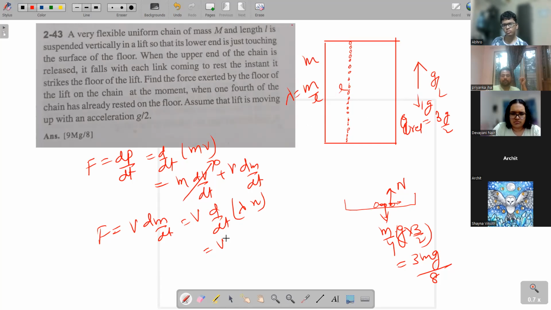So v, lambda will come out. This is constant, m by L. And dx by dt is what? That is velocity, v. So m by L into v, so this is m by L into v squared.